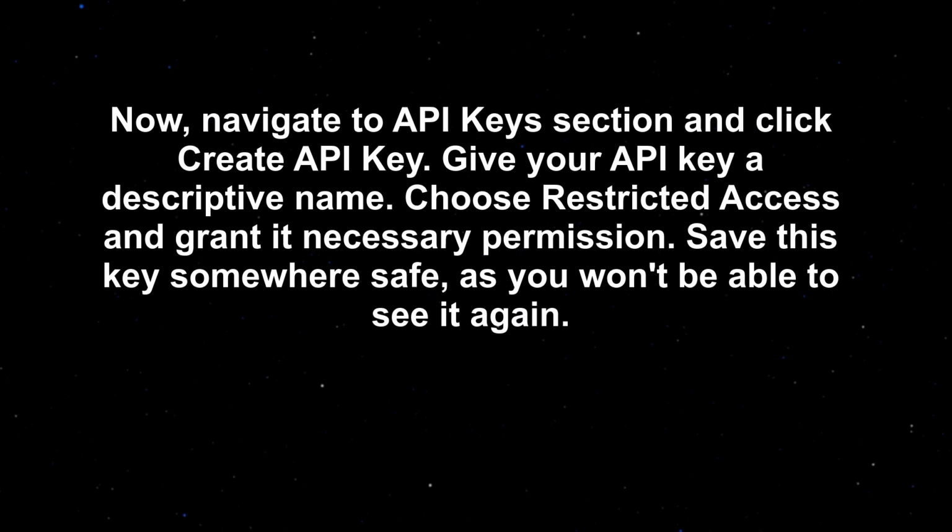Now, navigate to the API Keys section and click Create API Key. Give your API key a descriptive name. Choose Restricted Access and grant it the necessary permissions. Save this key somewhere safe, as you won't be able to see it again.